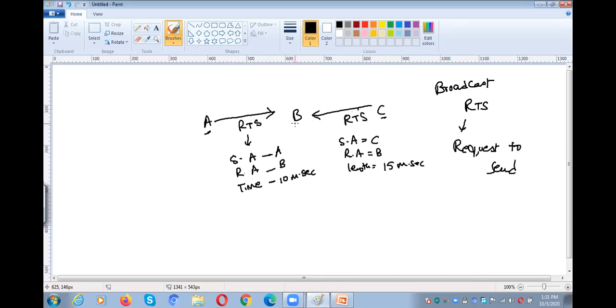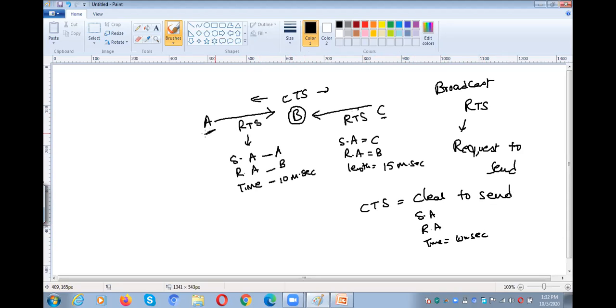So what will B do? B can send a reply to the nodes. It sends a CTS to these two. What is CTS? CTS means clear to send. It also contains the sender address, the receiver address and the time, 10 milliseconds. So obviously B is willing to communicate with A, for example.